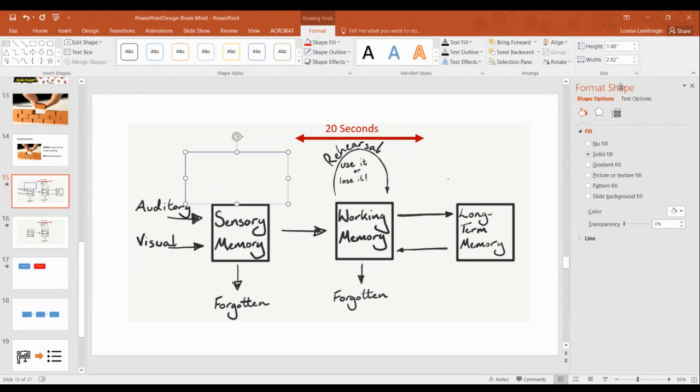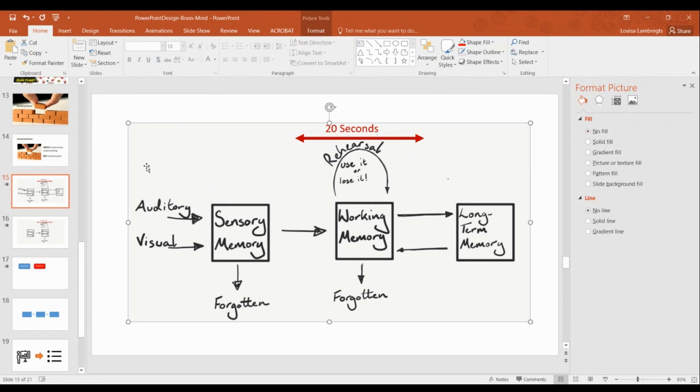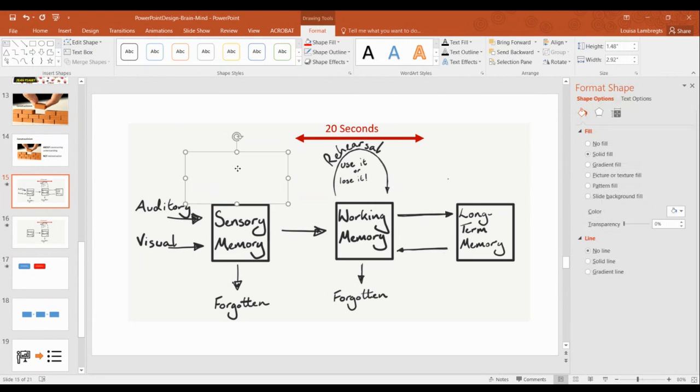And the format shape box is still there. I need to find the line attributes area. So there it is at the bottom. If I expand it, here's the option where I can say I don't want a line. So I'll click on no line. And now if I click away, it disappears. So now I have this block.